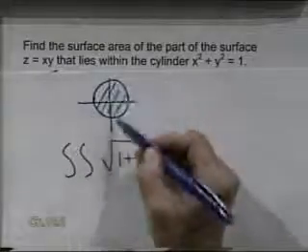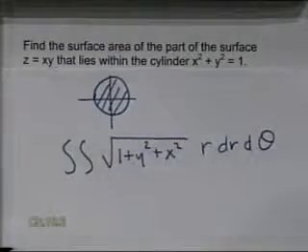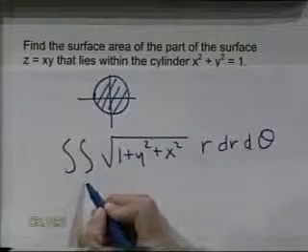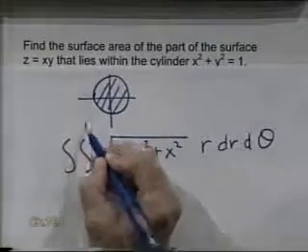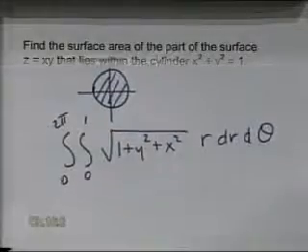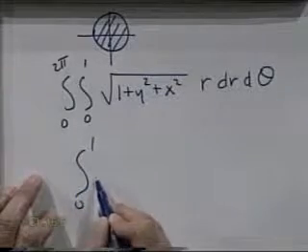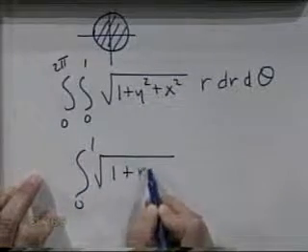But whenever you have a circular region, it's polar coordinate time. R dr d theta, and my r is ranging from 0 to 1, and theta is ranging from 0 to 2 pi. And in that inner integral, x squared plus y squared is r squared.